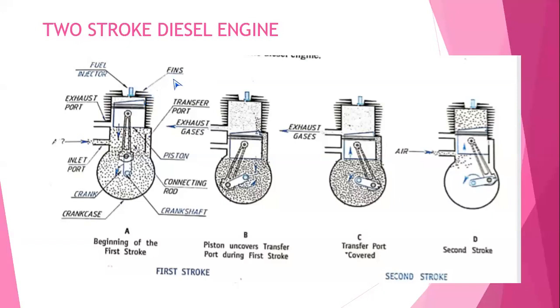Here, all of you observe, in two-stroke diesel engine, there will be three ports present, which are placed inside the cylinder.